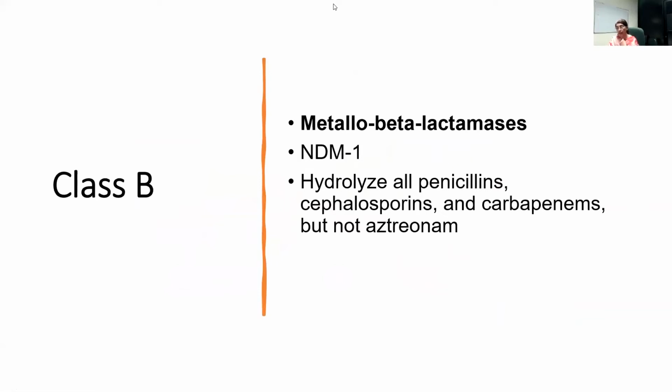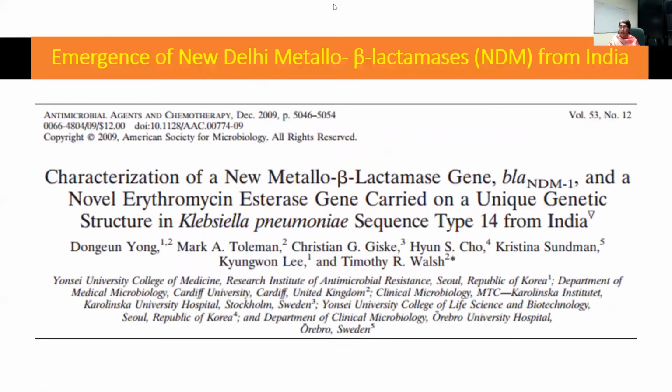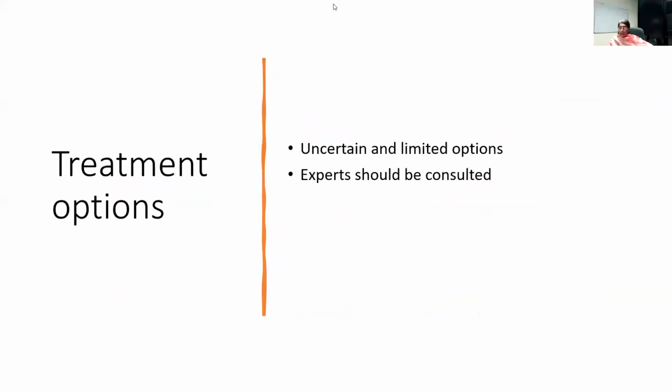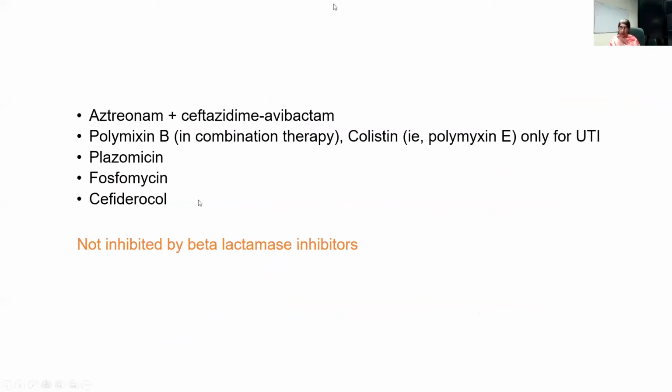The presence of metallo-beta-lactamase will hydrolyze all penicillins, cephalosporins, and carbapenems, but aztreonam still remains effective. These metallo-beta-lactamases were first discovered in India, and then they spread globally, and are also found in other parts of the world. The treatment options are very limited, and experts should always be consulted for the management of such infections. These are the various options available: combination of aztreonam and ceftazidime avibactam, polymyxin B and polymyxin E, plazomicin, fosfomycin, and ceftriaxone.